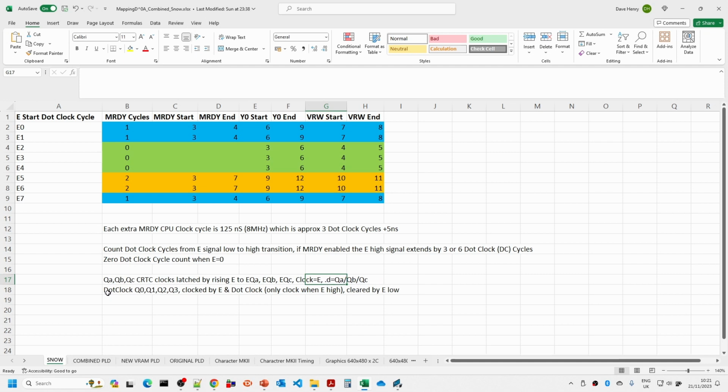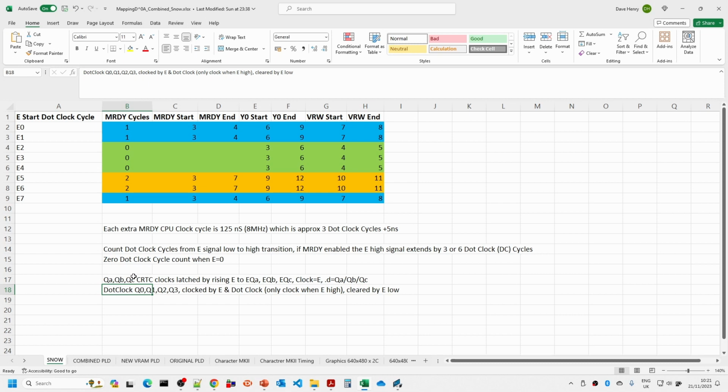And then we also need to maintain that at the start of every E cycle we zero a 4-bit counter, and we count the number of dot clock cycles from when E goes high, but we only count those dot clock cycles when E is high. So we need to combine the dot clock with the E signal, and we then use that to clock this particular latch. What this basically means is that we need to understand, when E goes high, what cycle the CRTC was in. Is it in one of these 0 to 7?